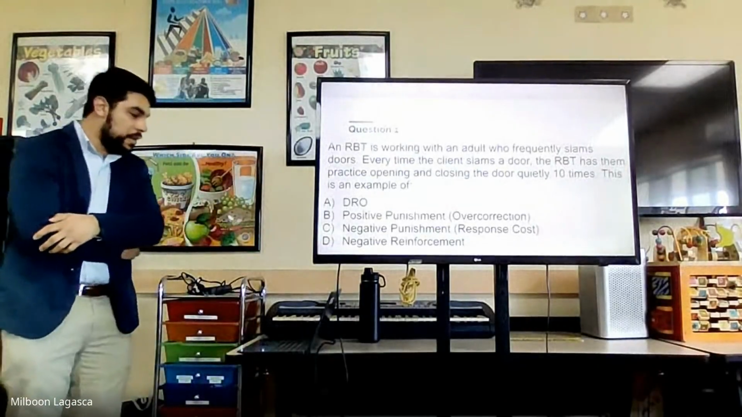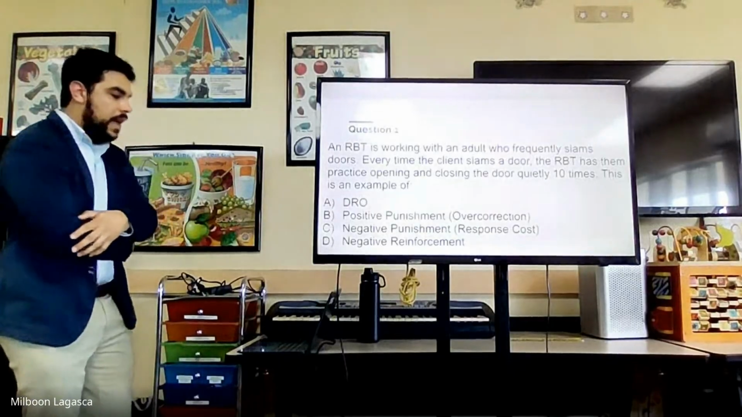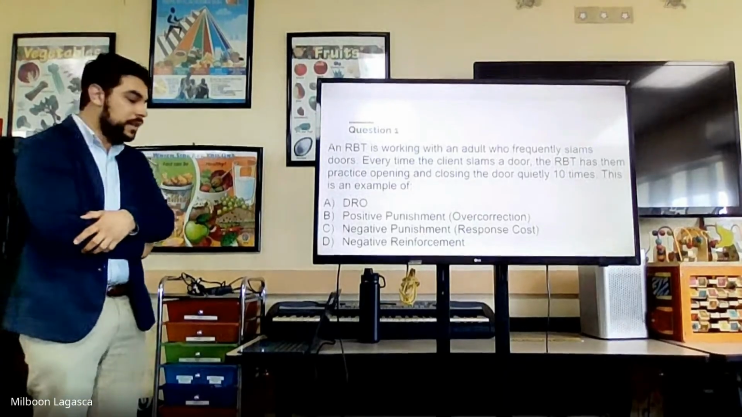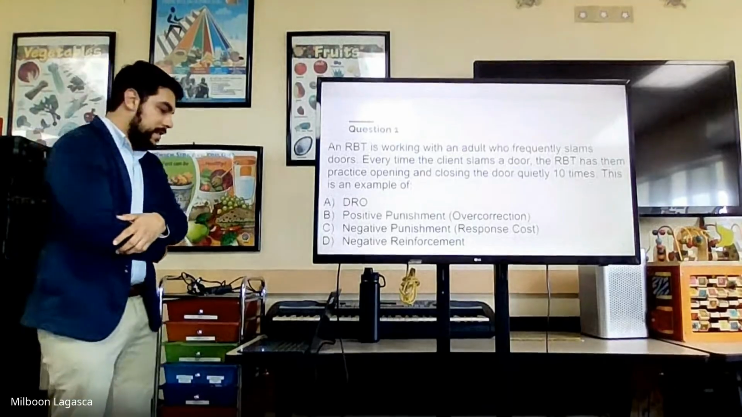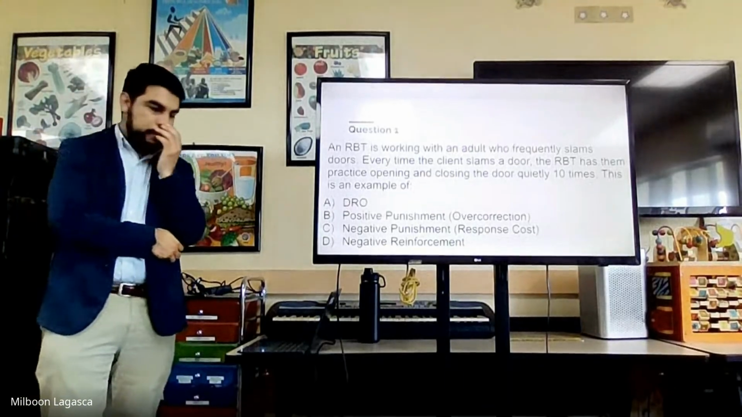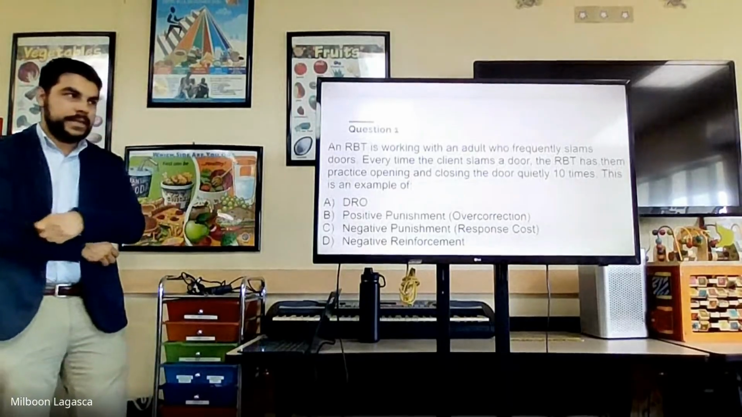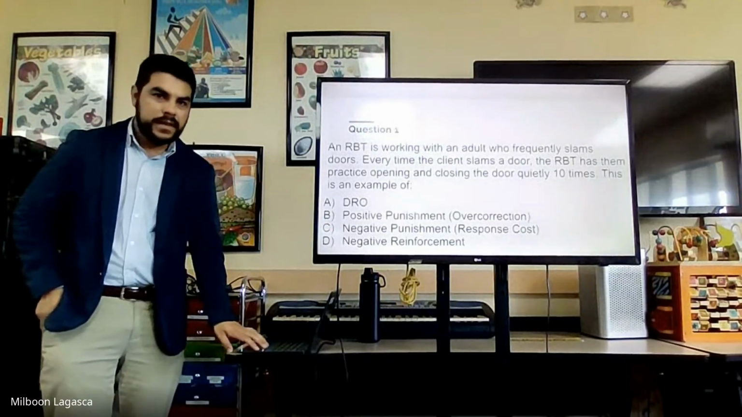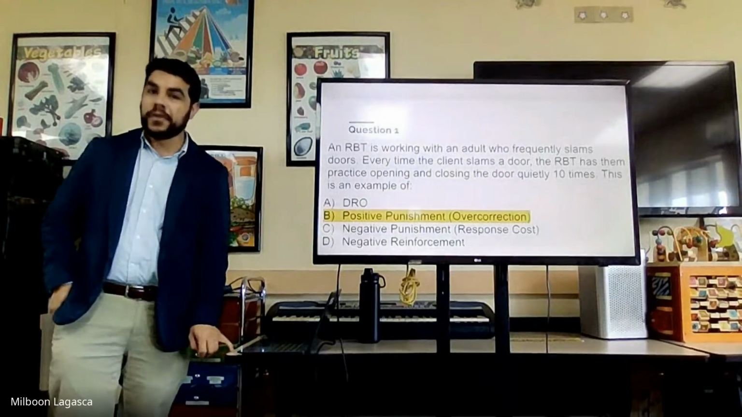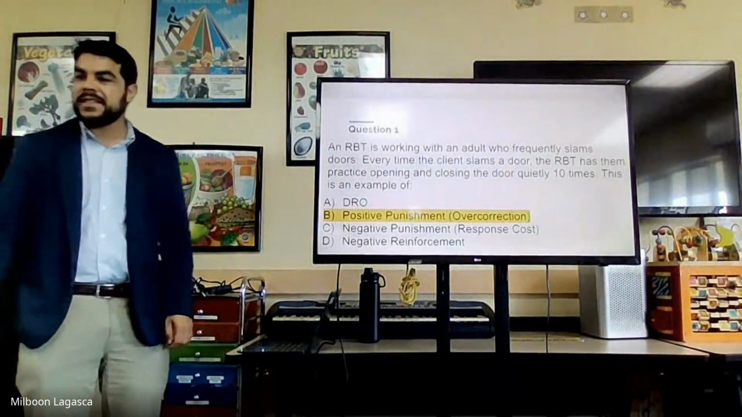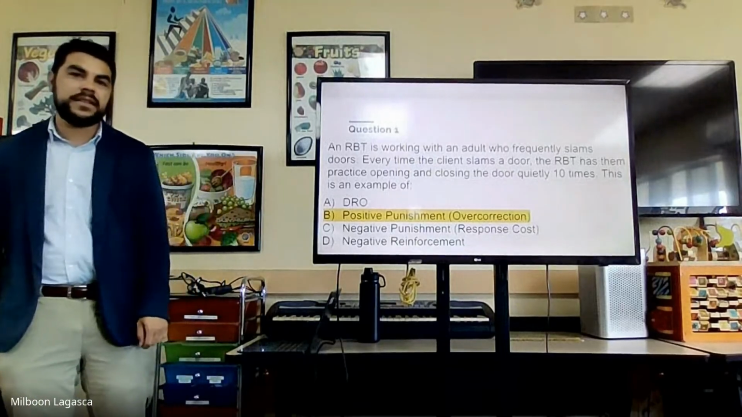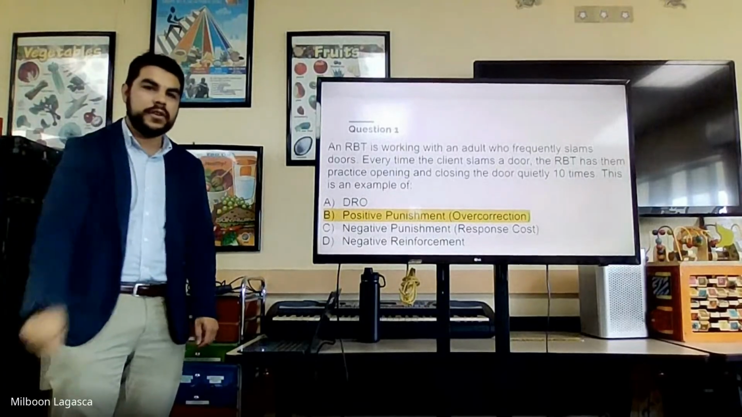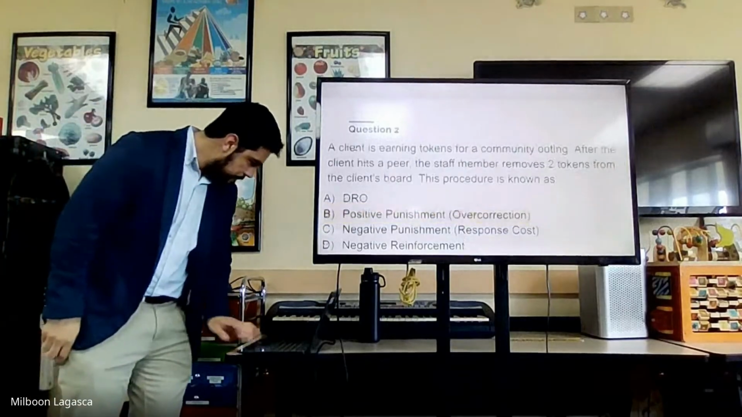An RBT is working with an adult who frequently slams doors. Every time the client slams a door, the RBT has him practice opening and closing the door quietly 10 times. What is this an example of? Julie is saying positive punishment. Everybody in agreement? Yes, this is overcorrection. Because you did this, we're going to have you do it over and over again. And by having you do it over and over again, that should lead to the decrease of the behavior occurring again in the future. Good.